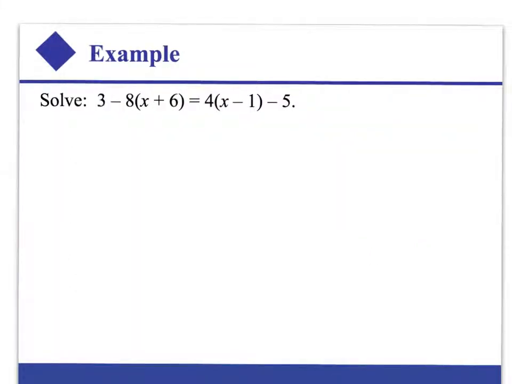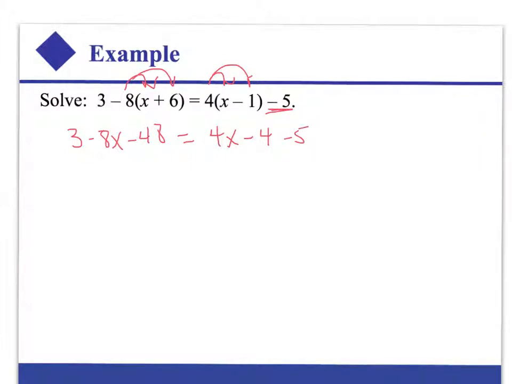Okay, so let's start this one first. Let's look at the left side and see what we can clear up. So I'm going to clear up here and here. So now I have 3 minus 8x minus 48, because negative 8 times x gives us negative 8x. Negative 8 times 6 gives us a negative 48. Then we're going to do distributive property here and here. So I have 4x minus 4 minus 5. Remember, this is outside the parentheses.